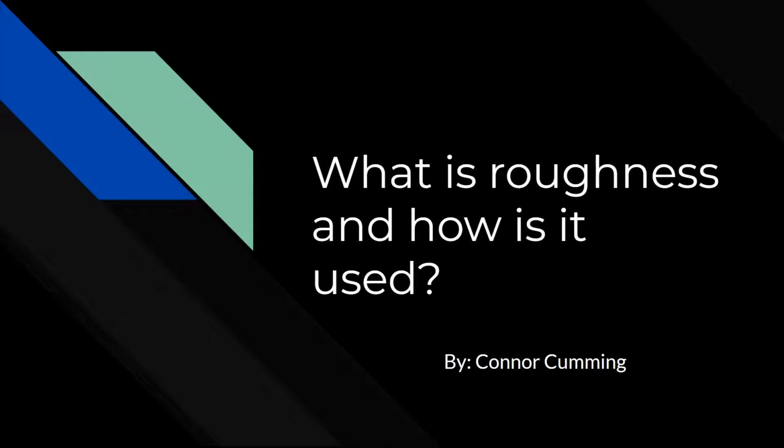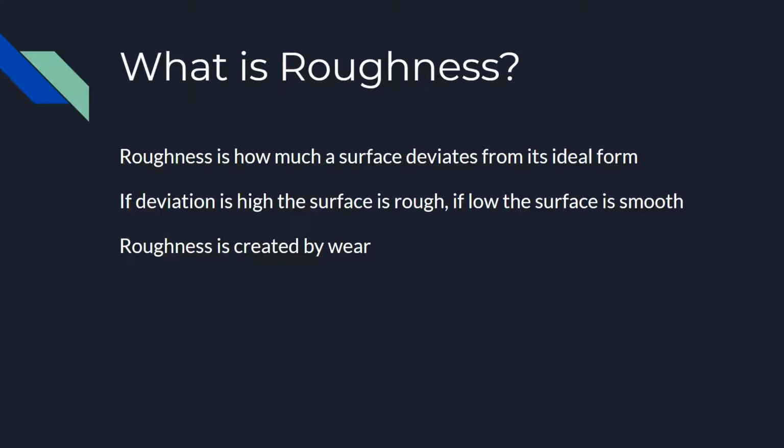Continuing my introduction to surface metrology, today we'll be looking at roughness and how it's used. First off, what is roughness? Well, roughness is how much a surface deviates from its ideal form.